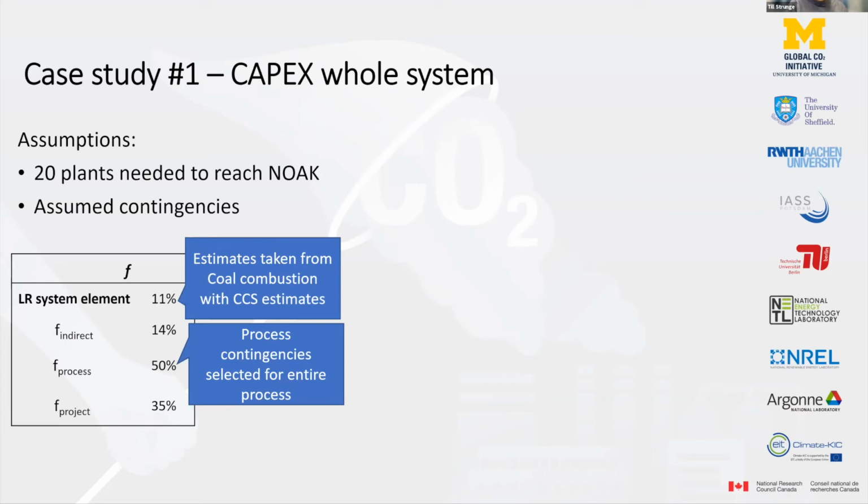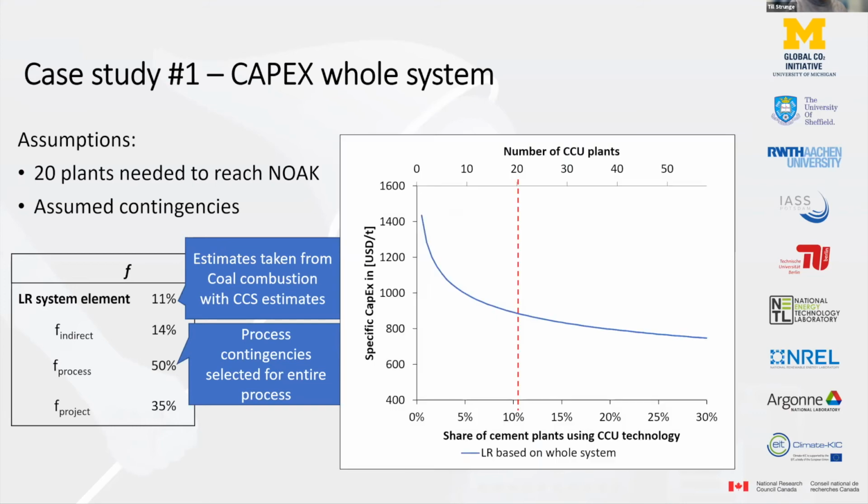So what we used here is we found estimates for coal combustion with CCS and the learning in the future from this, which, when you look down into the process units, had very similar equipment. So we assumed that this could be our overall learning rate. And then the process contingencies we selected for the entire process. Next slide, please. And this is the result we obtained.